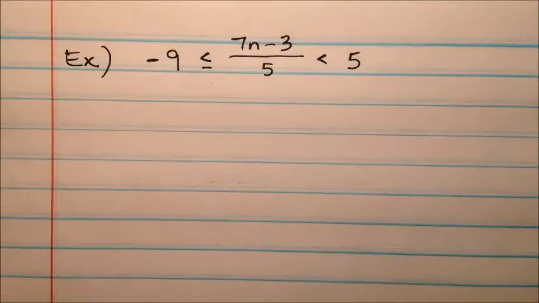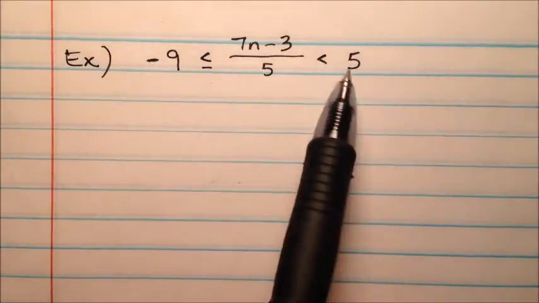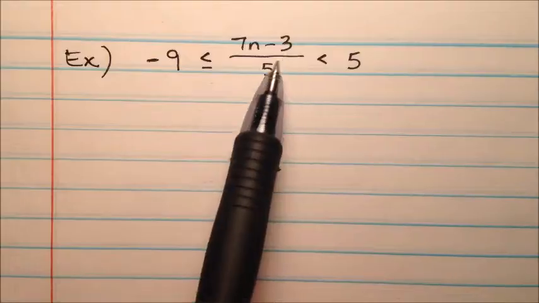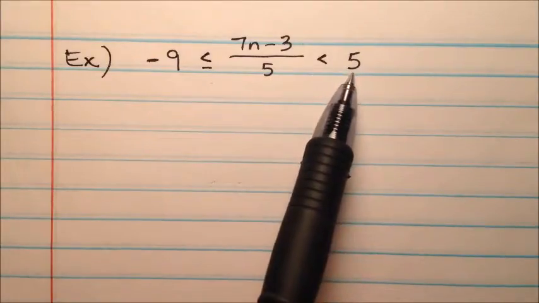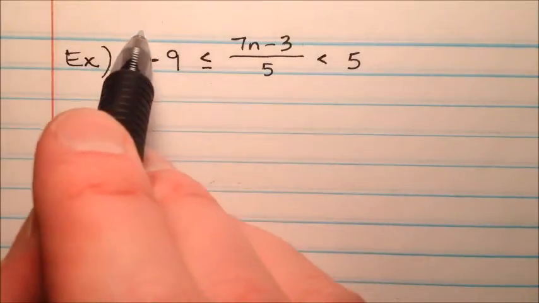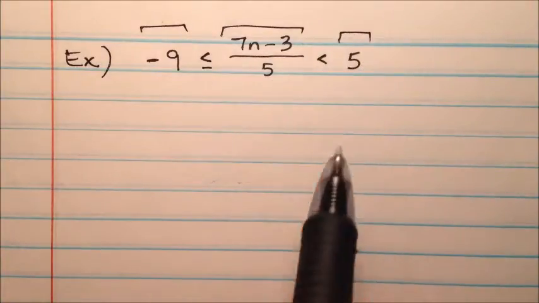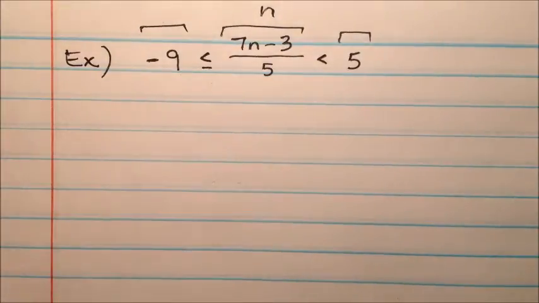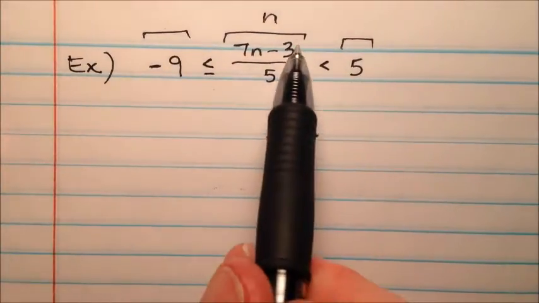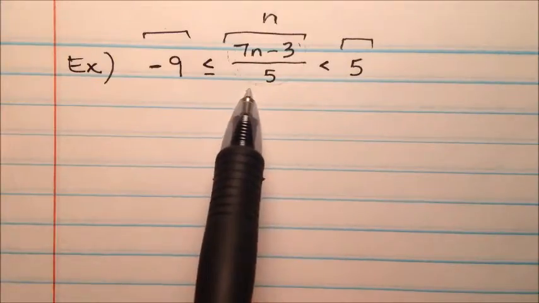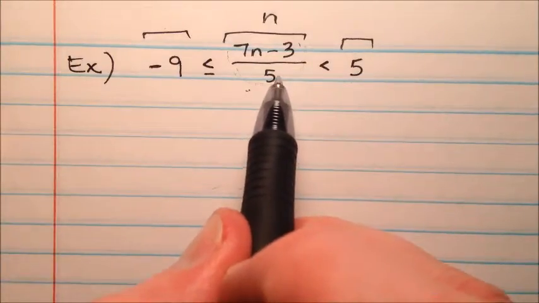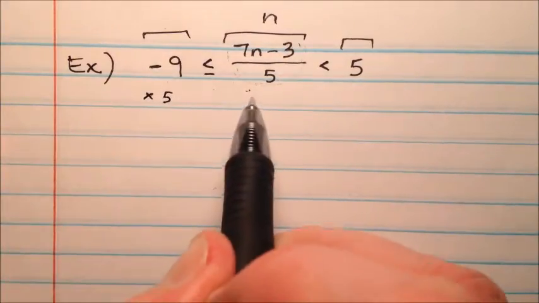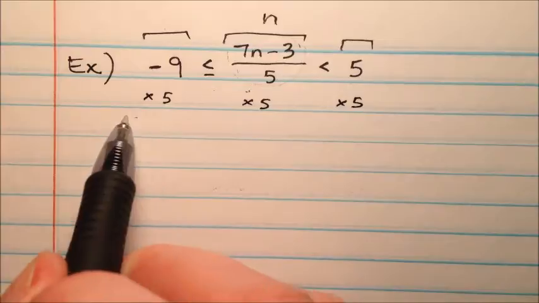In this last example, we have another trichotomy with 3 pieces here. We have negative 9 less than or equal to this big quantity, 7n minus 3 all over 5, and then this business is less than 5. So again, when we have a trichotomy, we have 3 pieces, and the goal of this middle piece is to have just our variable, or in our case, just an n. So what can we do to make this just an n? Well, since it's a fraction, we're going to want to get rid of that 5 right there. So I'm going to multiply everything by 5, times 5, times 5, times 5.